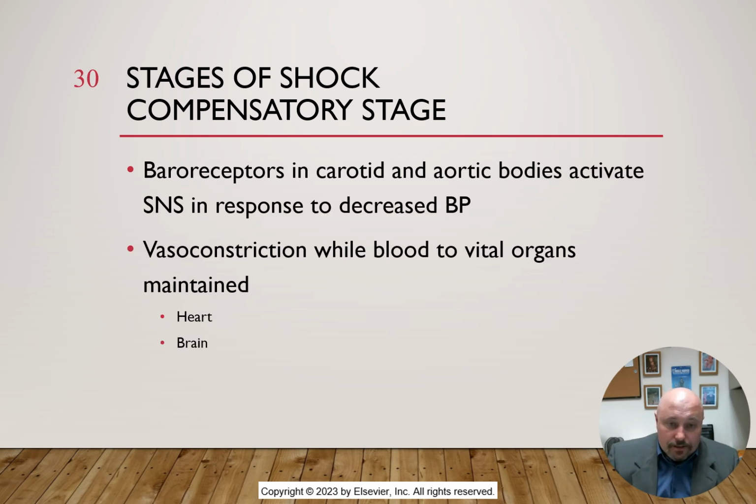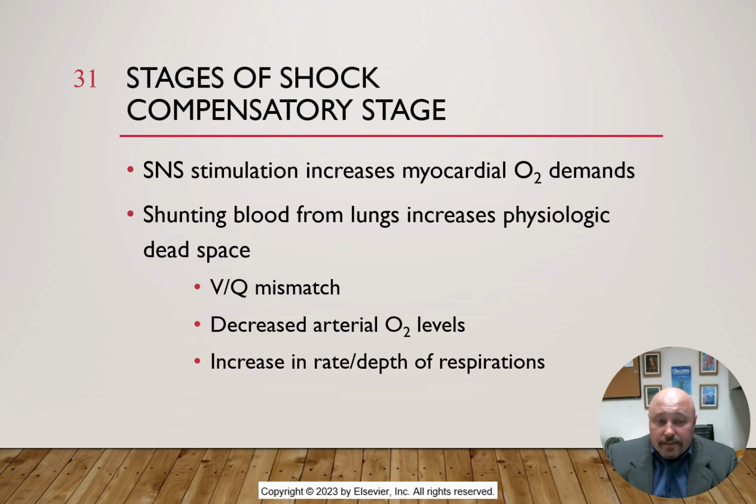In the compensatory stage, baroreceptors in the carotid and aortic bodies activate the sympathetic nervous system in response to decreased blood pressure. Vasoconstriction, while blood to vital organs is maintained within the heart and the brain. Within this compensatory stage, the sympathetic nervous system stimulates to increase myocardial O2 demands. Shunting blood from the lungs increases physiologic dead space and also results in decreased arterial O2 levels and an increase in the rate and depth of respirations.